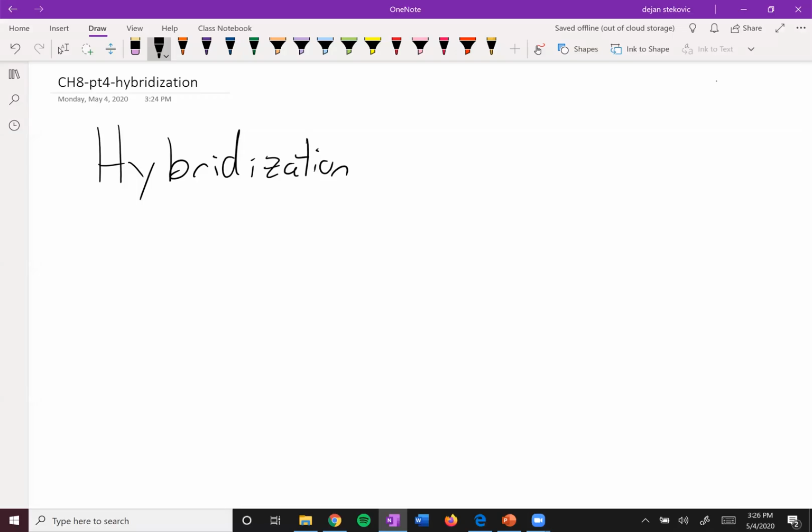All right, so next up, we're going to look at hybridization. Hybridization is a part of valence bond theory. And the addition of hybridization to the valence bond theory gets you to approximately the same results as Lewis and VSEPR.